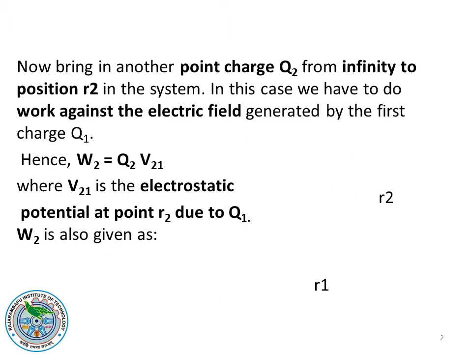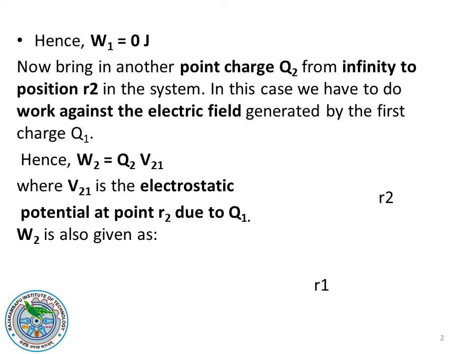Now, consider a point charge Q1 transferred from infinity to position R1 in this system. It takes no work to bring the first charge from infinity since there is no electric field to fight against them. Therefore, the system is empty or charge free. Hence, the total work done is 0 joule.